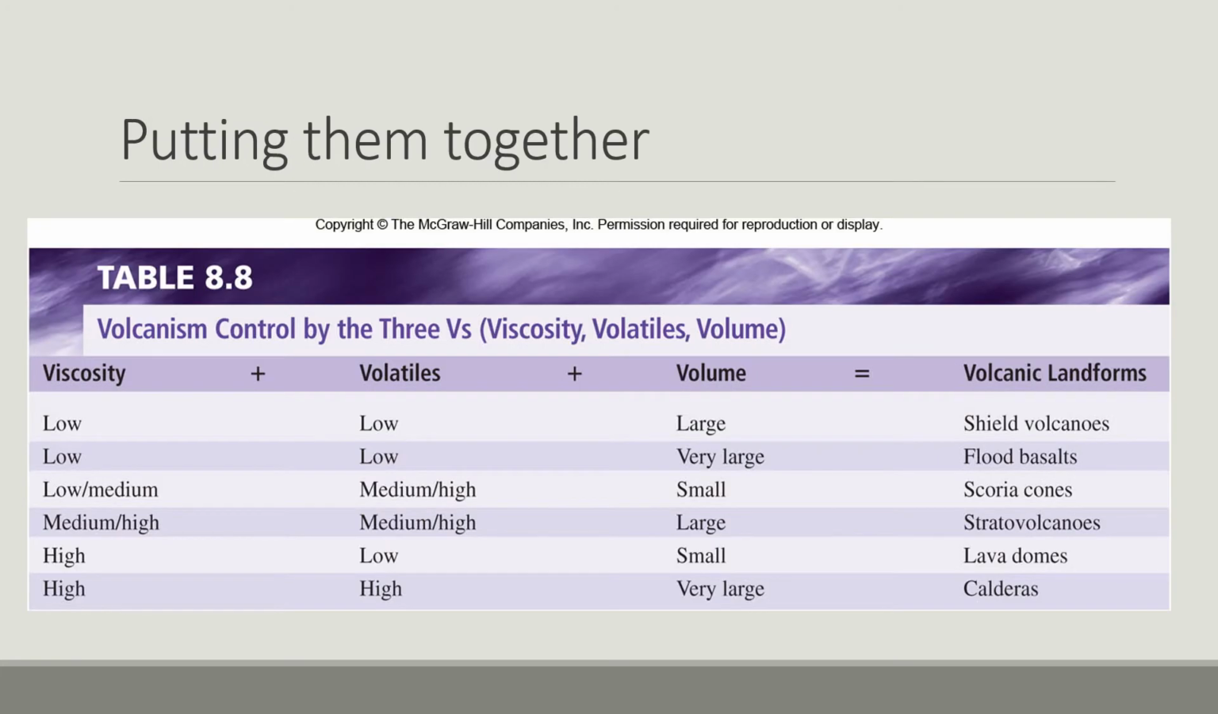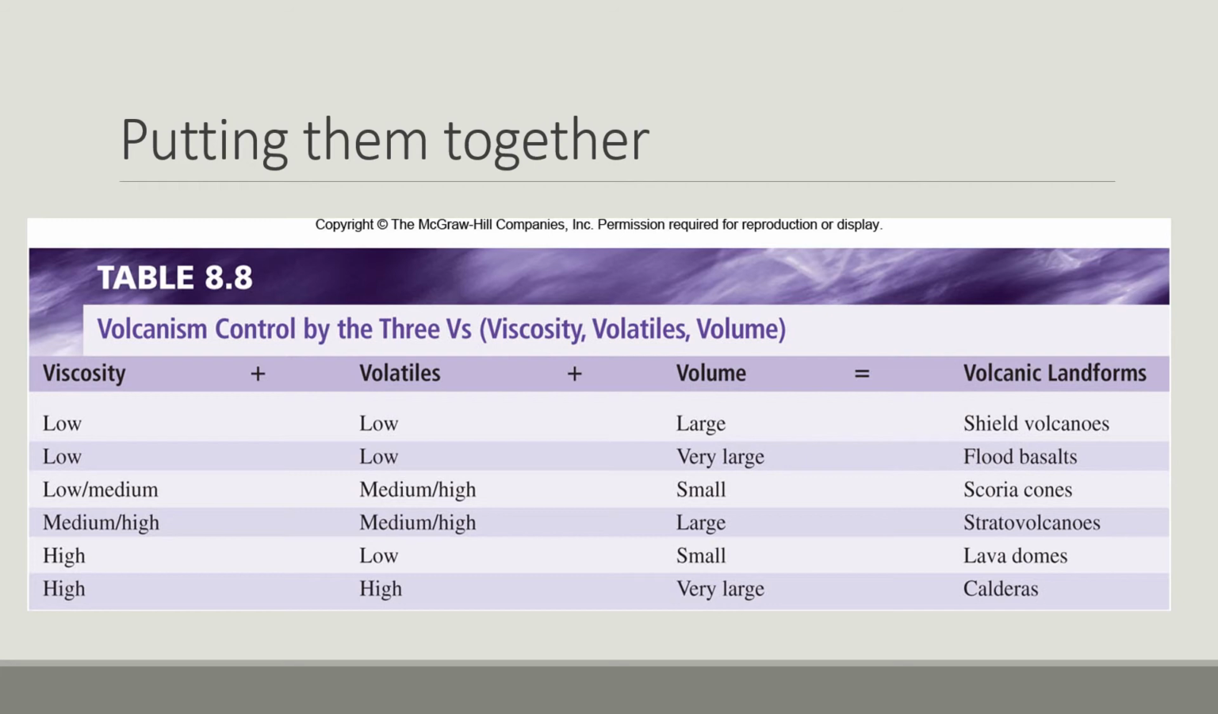What your textbook does that's nice is it puts it together in a little chart here, and so we'll look at these. So if we're looking at a low viscosity lava or magma, so very liquidy, low volatile, so we don't have a lot of those gases trying to make their way to the surface, and a large amount of volume, we tend to see that we're going to have a shield volcano. Remember from reading, those are your volcanoes that are very, very wide in comparison to their height.